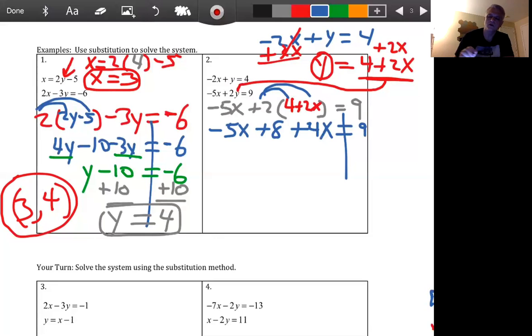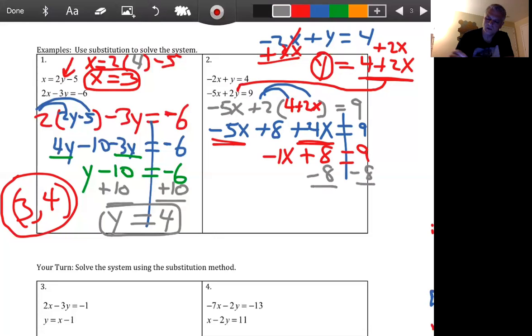Easy peasy. Okay, we have some like terms over here. Got a couple of terms that have x's. So negative 5x plus 4x is negative 1x. Or you can just put negative x, whatever you like. Bring down the plus 8 and set that equal to 9. Okay, I'm going to choose to subtract 8. So I've got negative 1x equals 9 minus 8 is 1. Last thing I'll do is divide by negative 1, and I've got x equals negative 1.